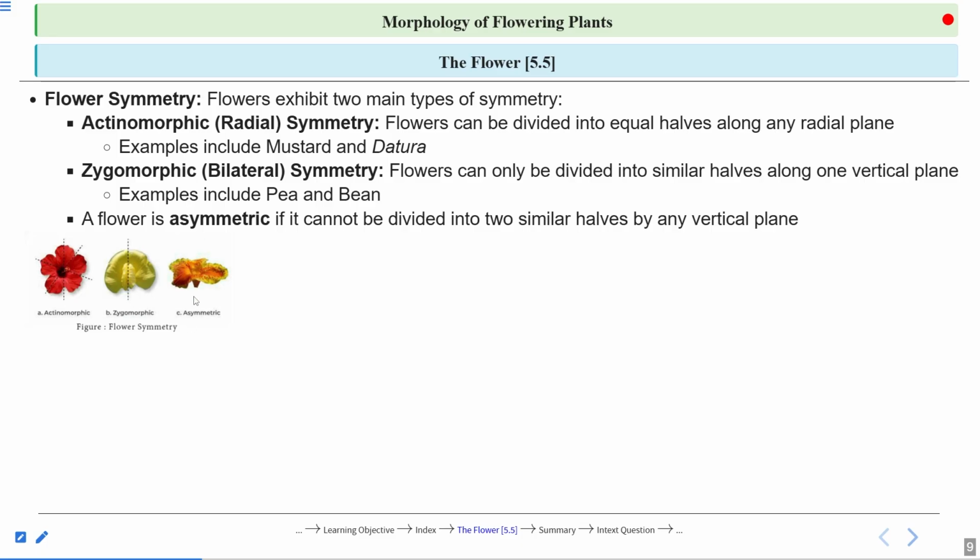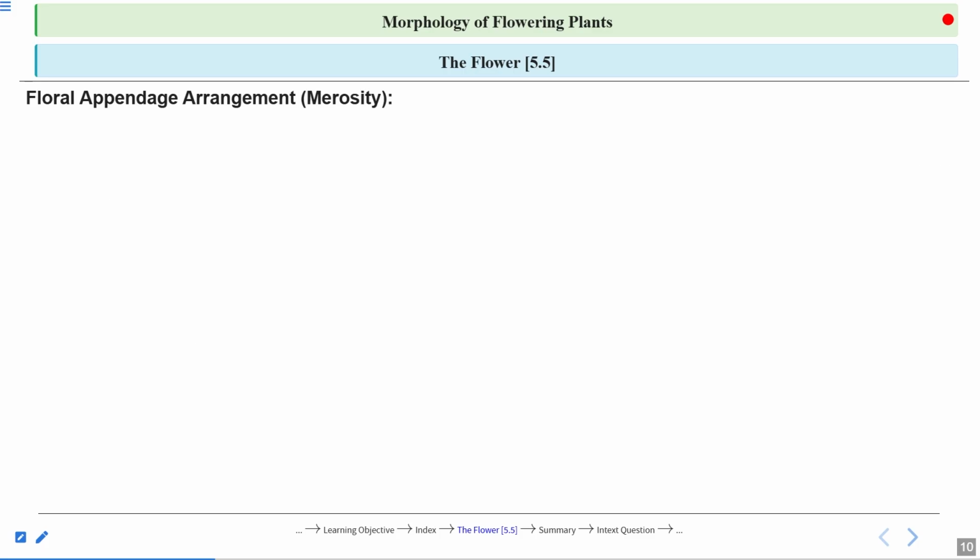Now see this flower. This is the flower of canna. The canna flower cannot be divided through any plane of axis into two equal halves, right? So it is asymmetric if it cannot be divided into two similar halves by any vertical plane. For example, canna. So this is an asymmetrical flower. The arrangement of floral appendages is called merosity.